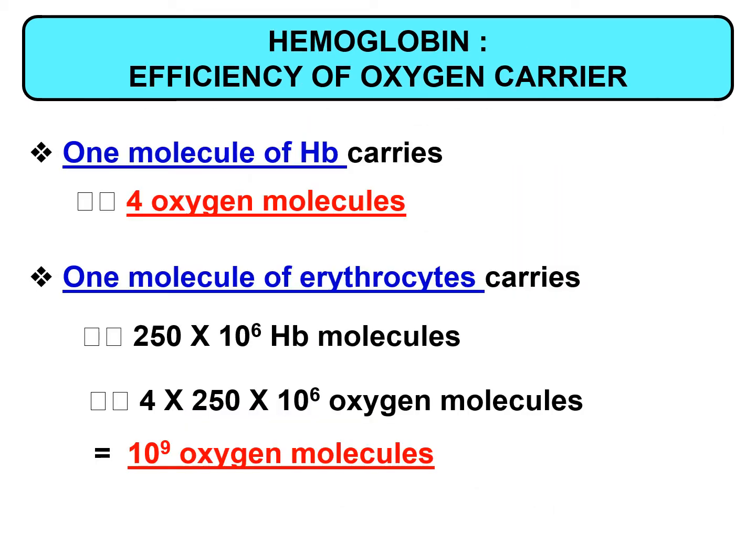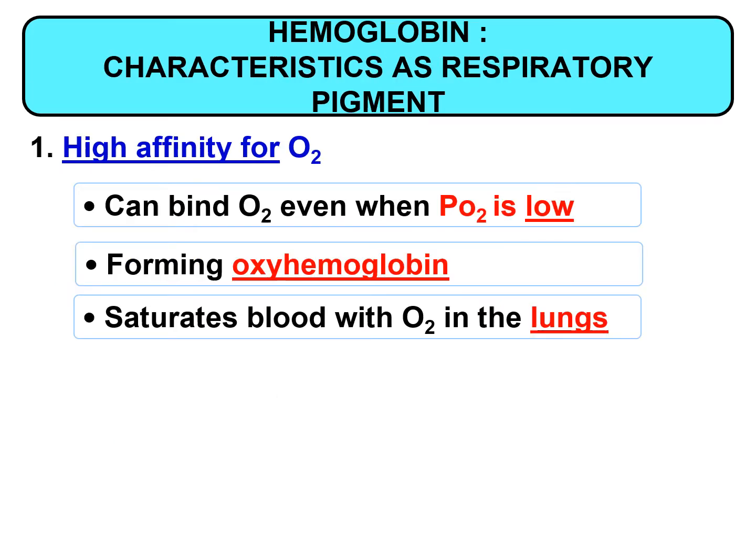Since one molecule of hemoglobin is able to carry 4 oxygen molecules, if we look at the fact that one erythrocyte carries 250 million hemoglobin, 250 times 10 power of 6, and we multiply by 4, because each hemoglobin is able to carry 4 oxygen molecules, then we have 10 power of 9 oxygen molecules for each erythrocyte.